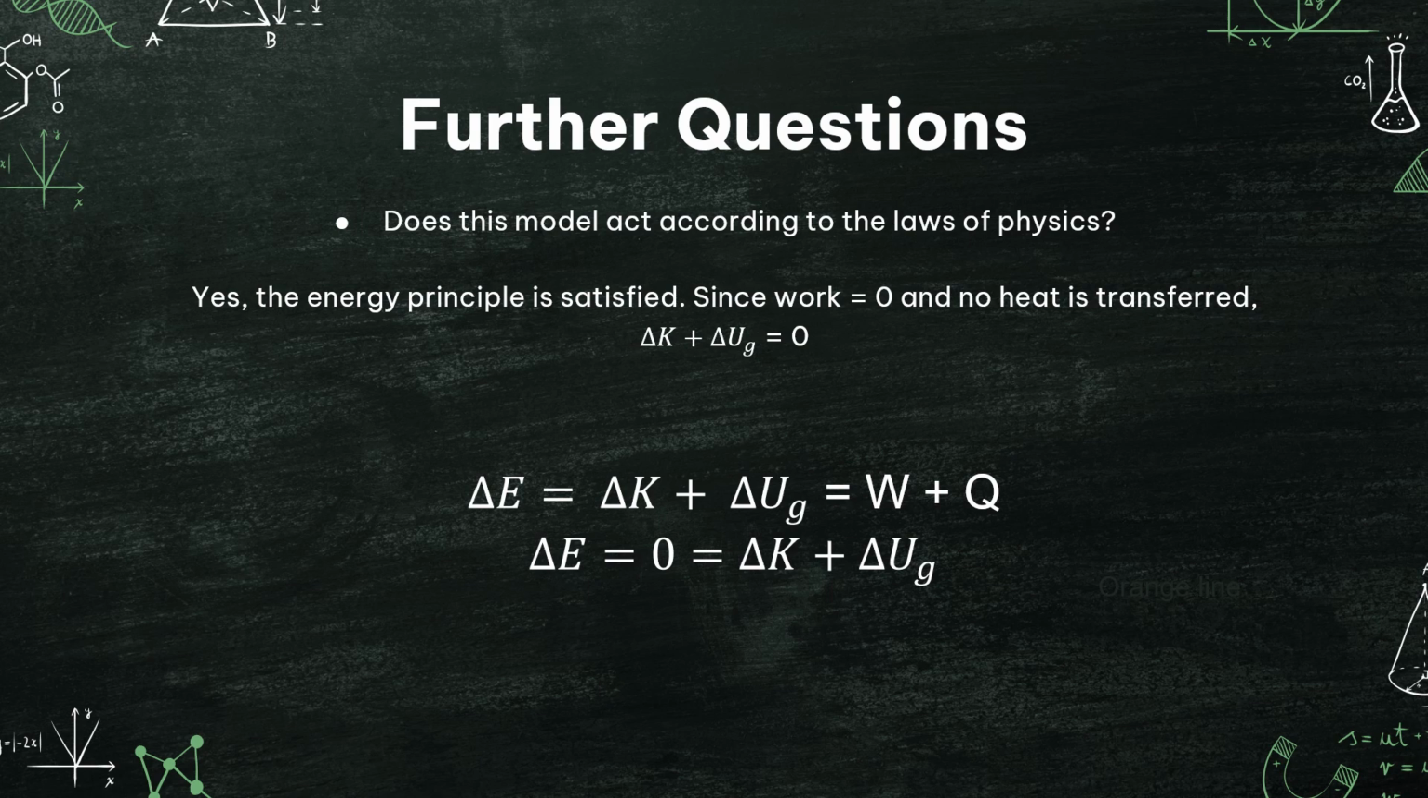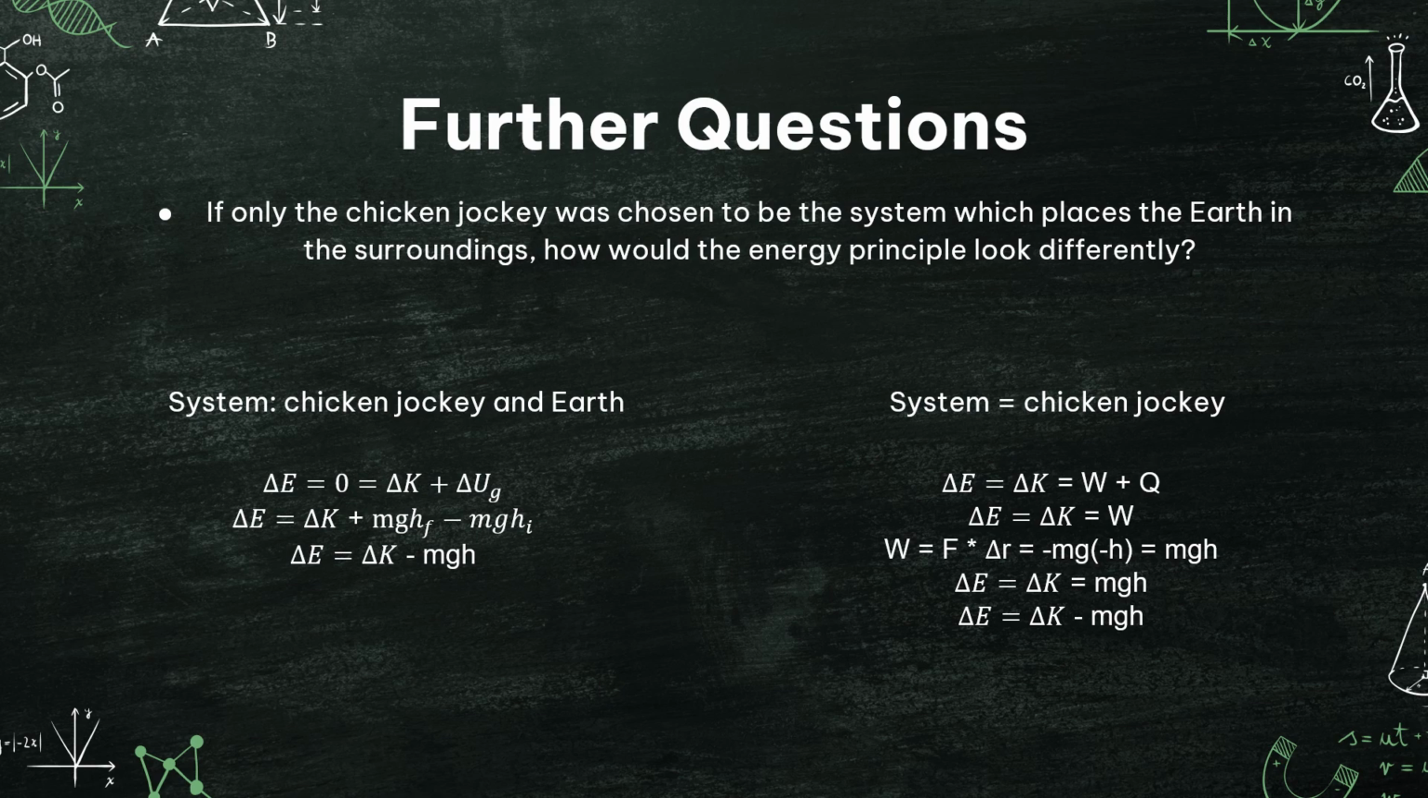and that was satisfied. Now, if only the chicken jockey was chosen to be in the system, which makes the Earth part of the surroundings, the energy principle formula would look slightly different, which you can see in the two different systems on the left and right. However, when you work them out and move everything around, it ends up being the exact same.